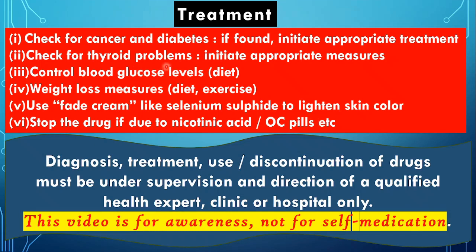So check for cancer and diabetes and thyroid problems and treat them. Control blood glucose level by diet control. In case of obesity, initiate weight loss measures, that is diet control and exercise. Use topically a fade cream like selenium sulphide to lighten skin color, and stop nicotinic acid or OC pills or glucocorticoids if that's found to be the cause.